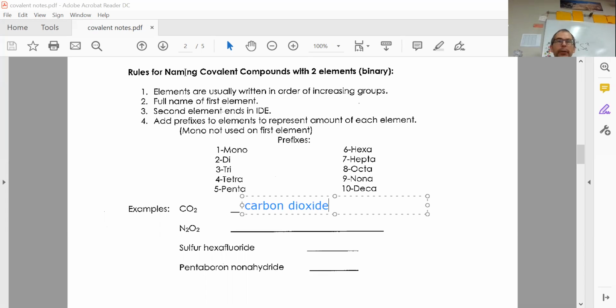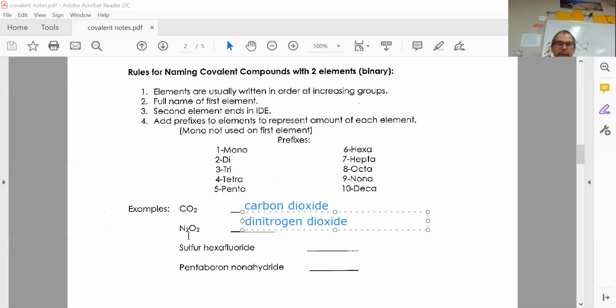Okay, let's do another one. And I'm going to grab this and put it down here. Oh, there's an N, which is nitrogen, but there's two of them. So I'm going to say dinitrogen. Notice I don't do any ides on the first name. And then there's two oxygens. So we're going to say dioxide, just like we did last time.